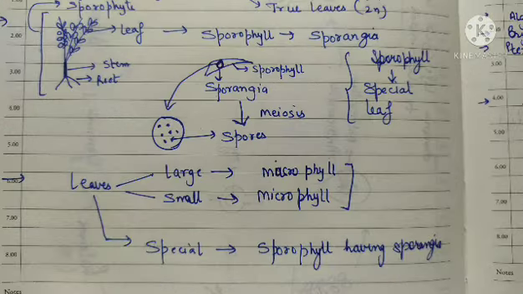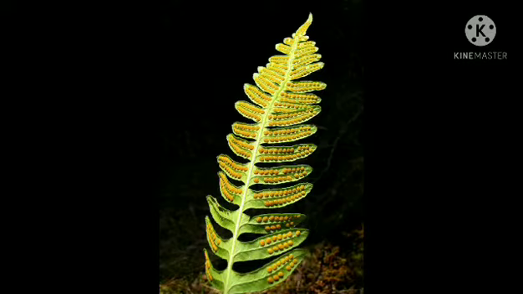So dear students, in this plant body you will find three different types of leaves. There will be a large leaf, that is referred to as macrophyll. There will be a small leaf, that is referred to as microphyll, and there are special leaves that are known as sporophyll, which will have sporangia. So the special leaves are known as sporophyll. These have sporangia. Inside the sporangia there will be formation of spores.